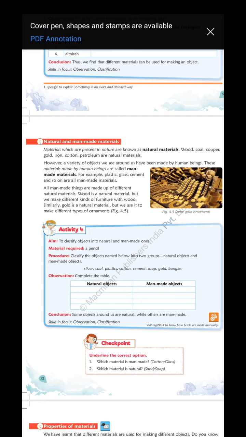However, a variety of objects we see around us are man-made. We are making these. What are the man-made ones? Plastic from petrochemicals. Human beings are making it. We are artificially making those materials. Plastic items, plastic polythene bags. Nowadays we are using most probably everything made of plastic only. In our bathrooms, tubs and buckets, we are using plastic. So those all are man-made.